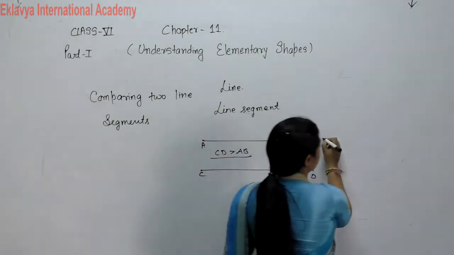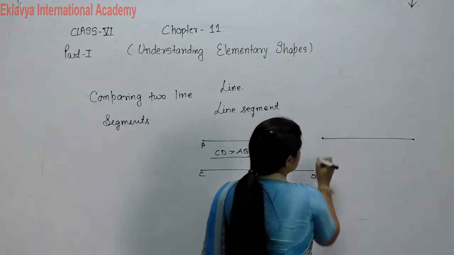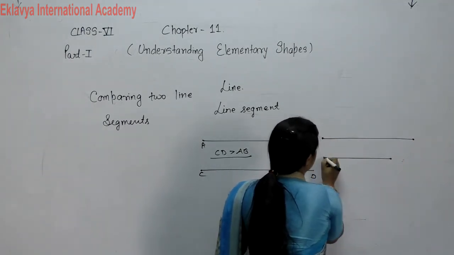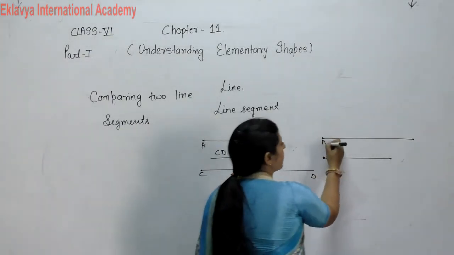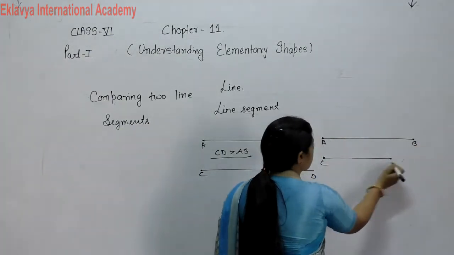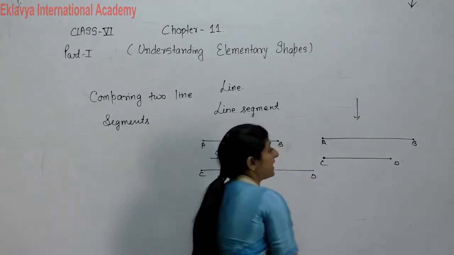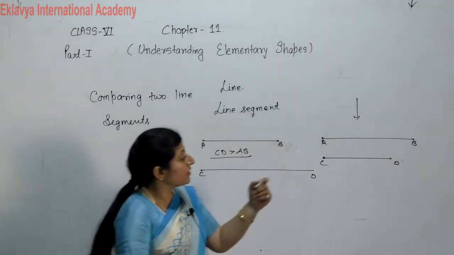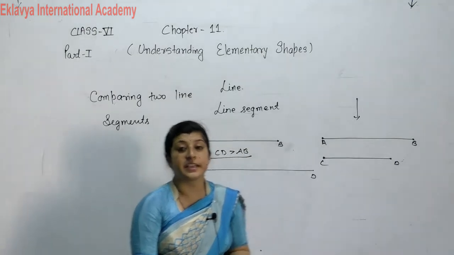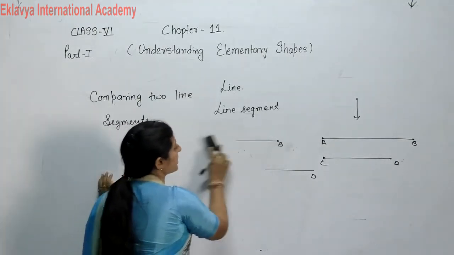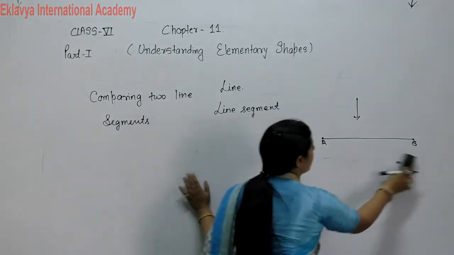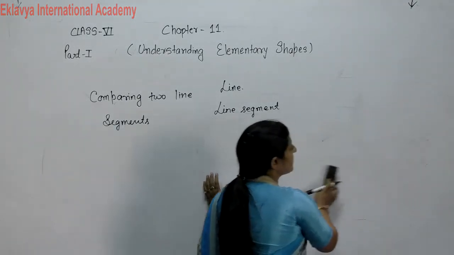It's easier for us. But if firstly I am taking this one line segment and then this line segment, then when you see from upside, it's not easy for us to say which line segment is greater. So this is only by observing. We are just observing both line segments and trying to find which one is greater.